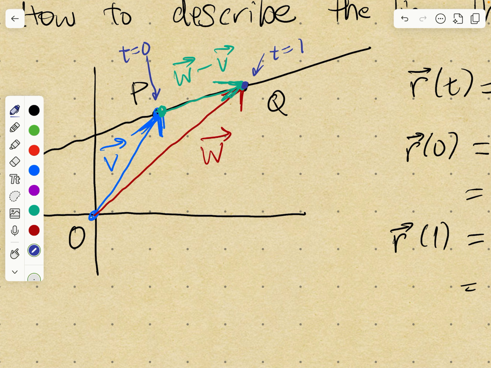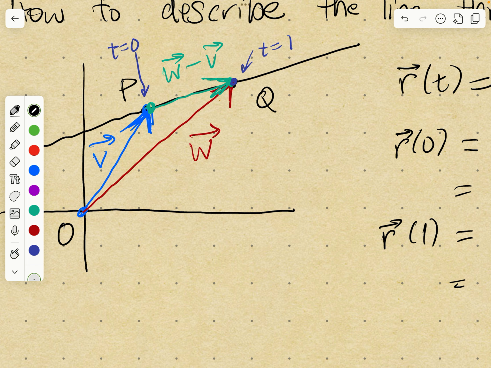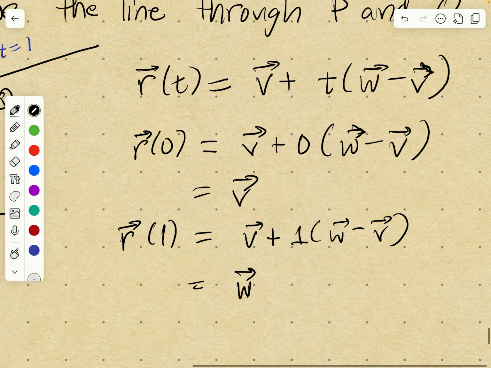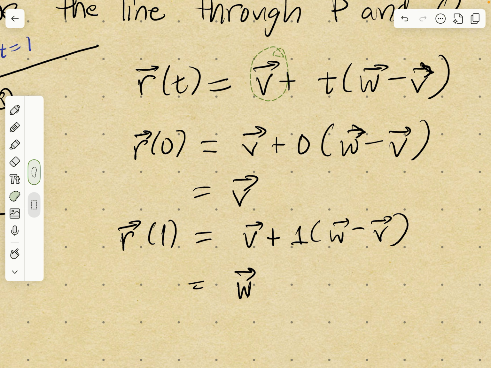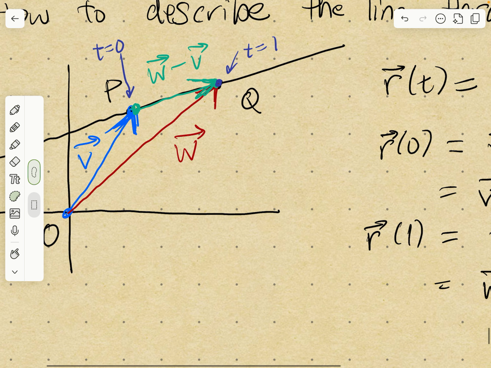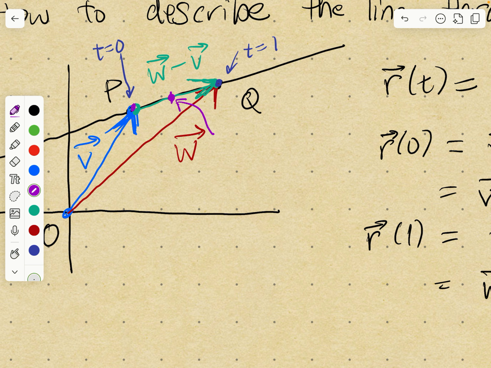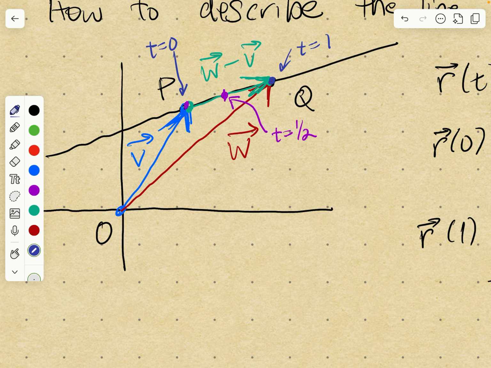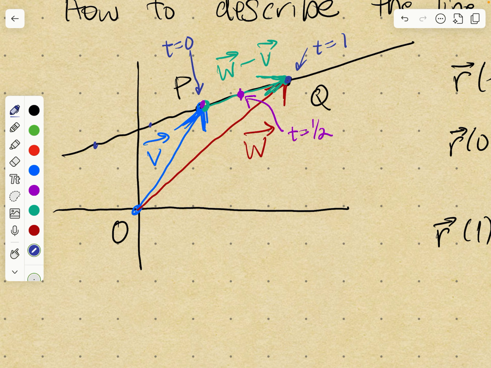And what happens when t is between 0 and 1? Let's say that t is a half. What this is saying is that you have V and then you take half of W minus V. Well, you're just going to go halfway along W minus V, starting at V. So you're at the point V, and then you take half of W minus V, and so you're here when t is 1/2. And so on. If you take t to be negative, you're going to end up at these points of the line, and if you take t bigger than 1, you're going to be at the points past Q.